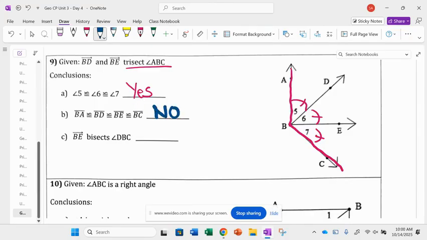Can we say that BE, so let's look, BE, this ray, bisects angle DBC? So if we're bisecting, what does the bi mean? We're going to get how many? Two. So did we split it into two equal angles there? Yes, so that's true.